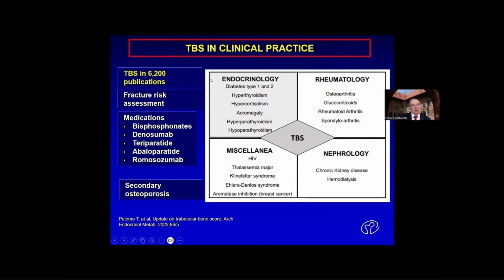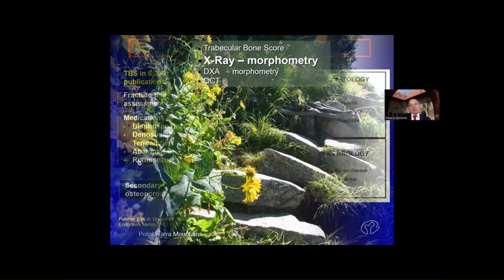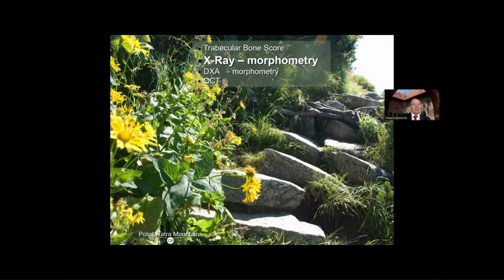So there is huge application in endocrinology, hyperparathyroidism, in rheumatology, osteoarthritis, glucocorticosteroids, nephrology. So it's a really very valuable method and should be applied in every densitometric laboratory. So this was the structure.